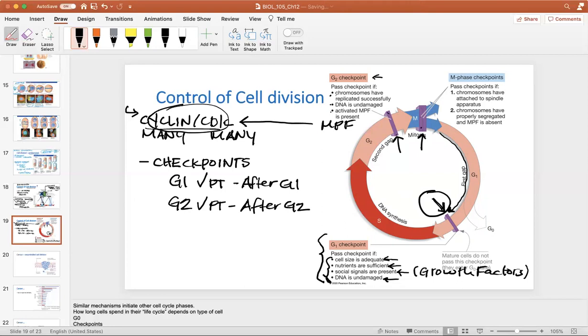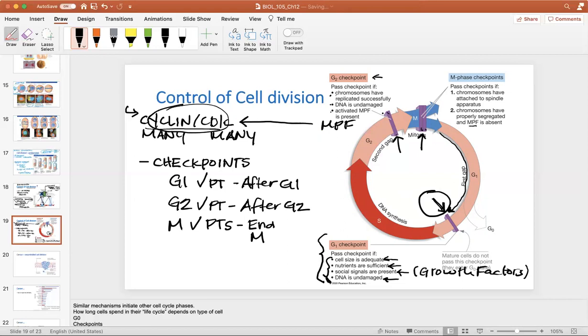Then there are two checkpoints in mitosis. So we're going to call them the M phase checkpoints. And I'm going to put plural checkpoints. They occur at the end of mitosis. Okay. And again, these are checking to see, have the chromosomes attached to the spindle apparatus, okay? And have they properly segregated, and has MPF been degraded?